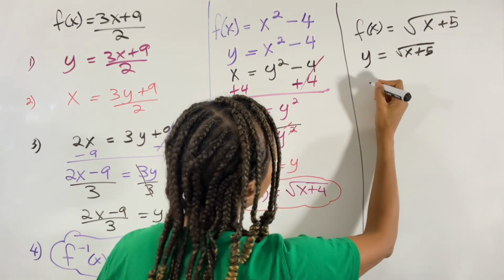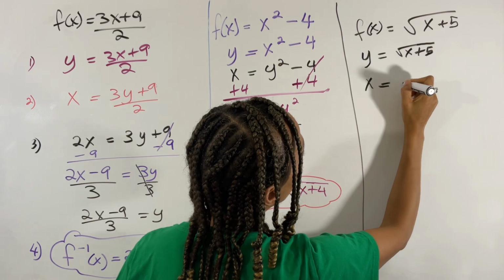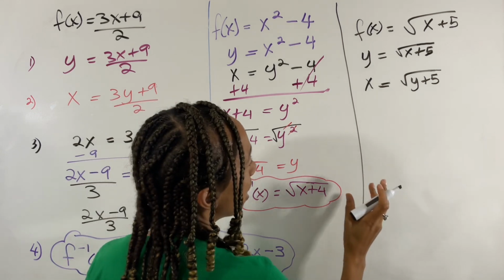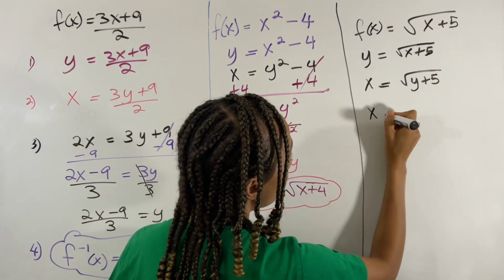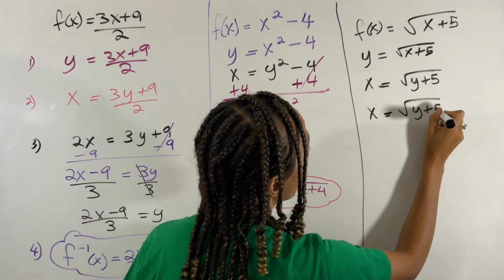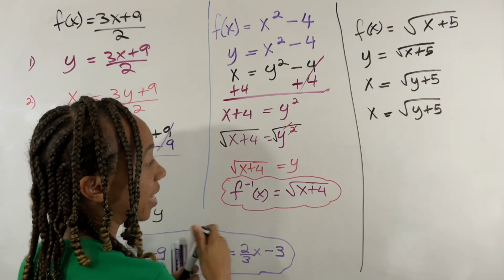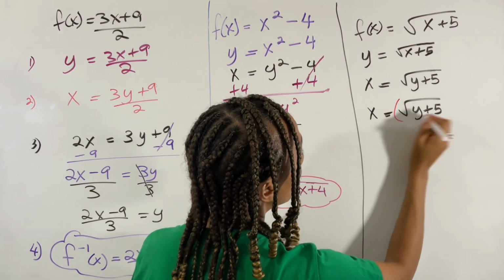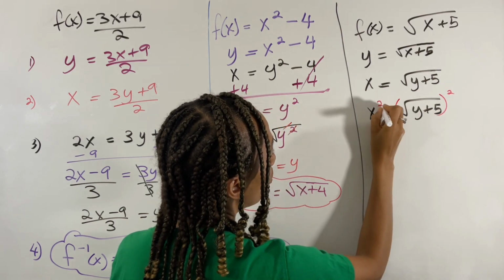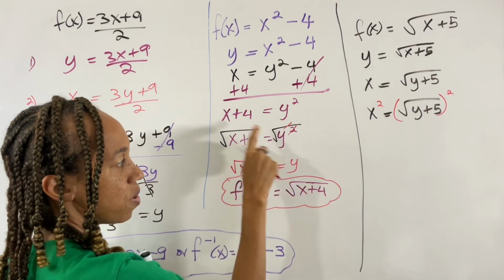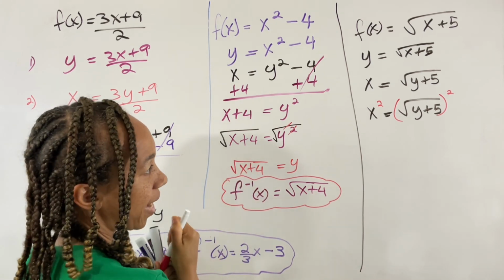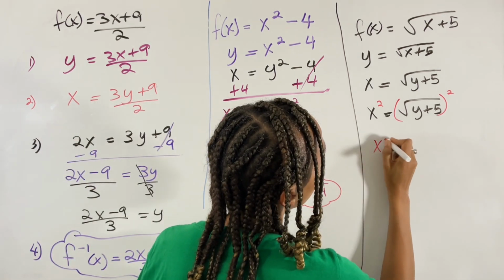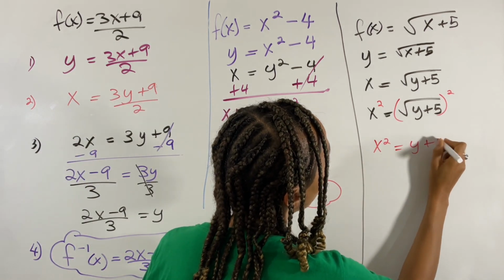Now we're going to interchange our x with y. So now we have x equals the square root of y plus 5. And now you can get rid of the square root symbol by raising all of this to the exponent 2, and whatever you do on one side, you must do on the other side. It's simply the same thing that you did here, and you can go back again and watch my video on exponents. So now you will end up with x squared equal y plus 5.